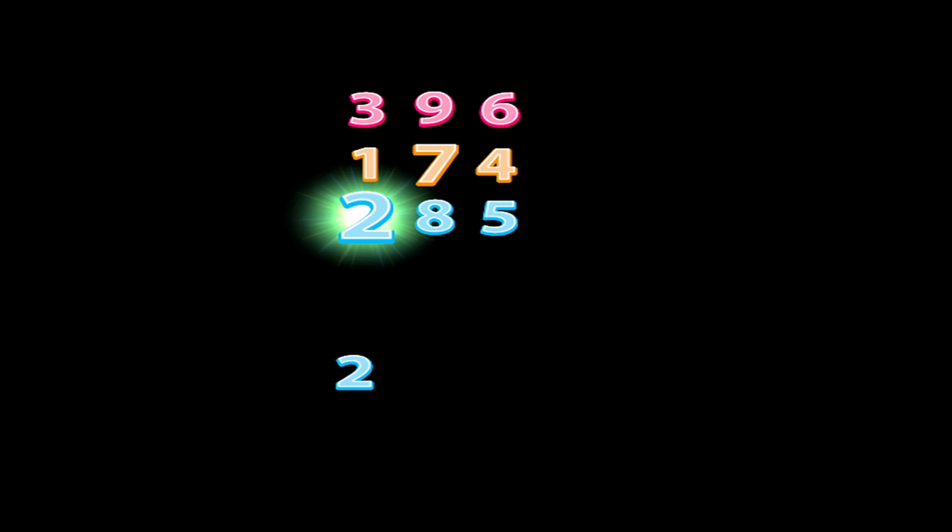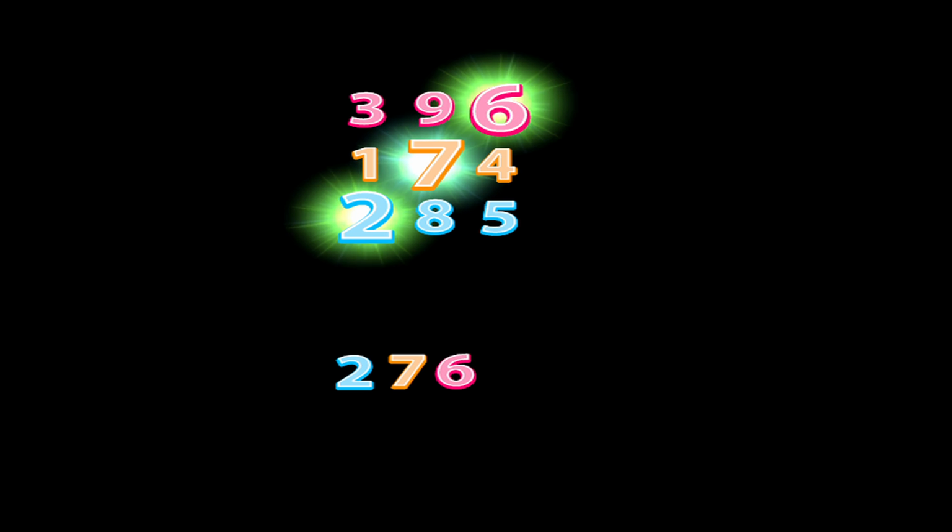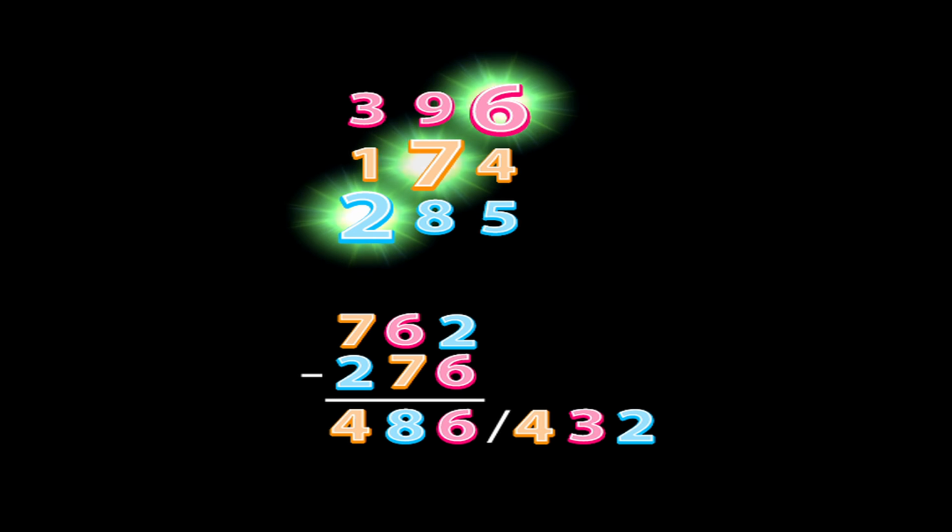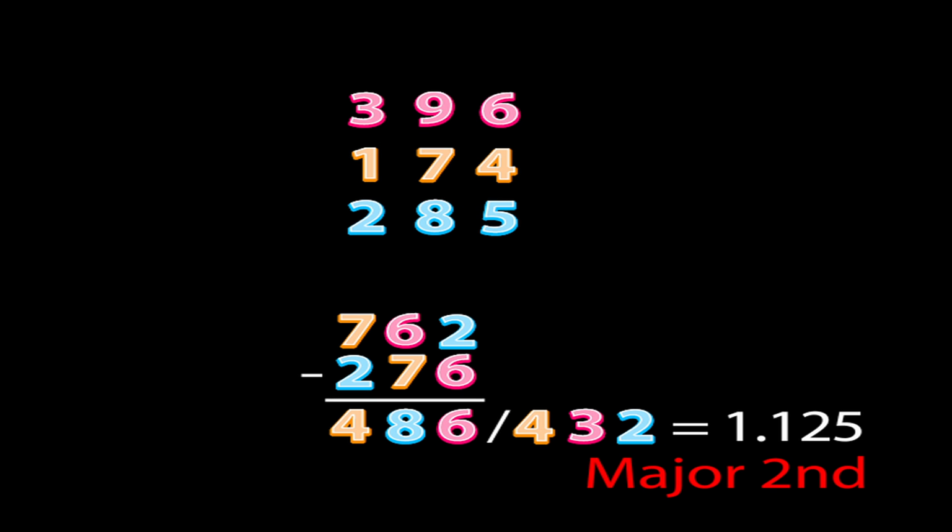So I then went with the 2, 7, and the 6 cross diagonal to the right, subtracted that from its shifted pair of 762, and I get 486. Divide that from the 432, and I get a major second.